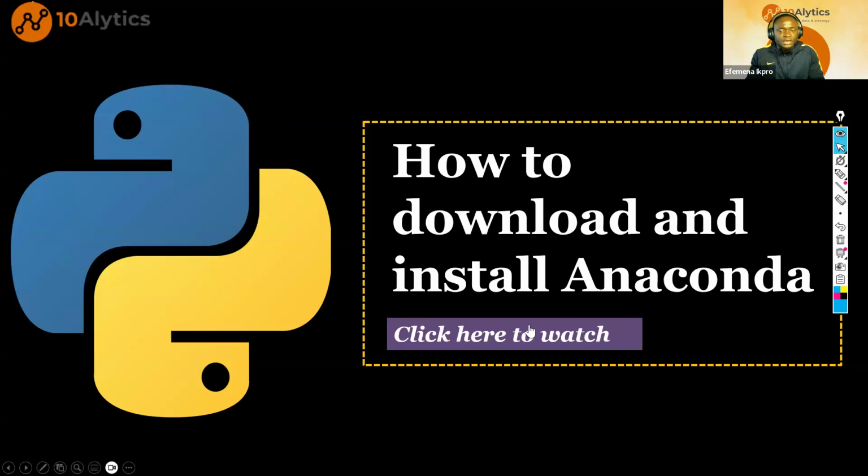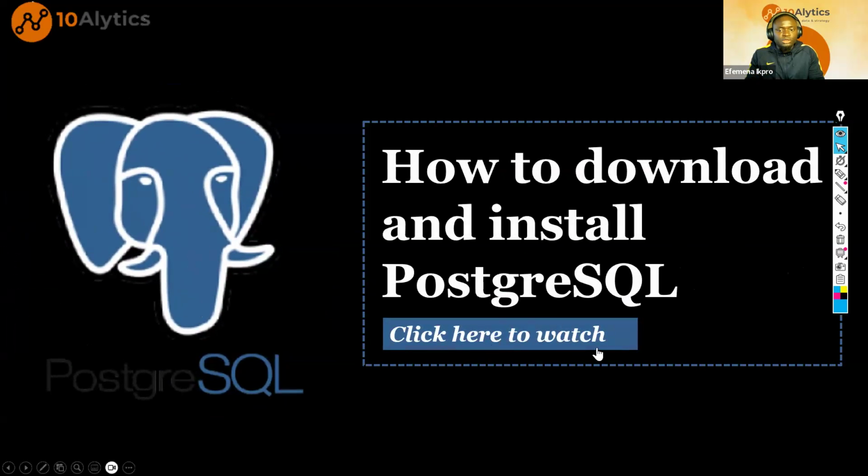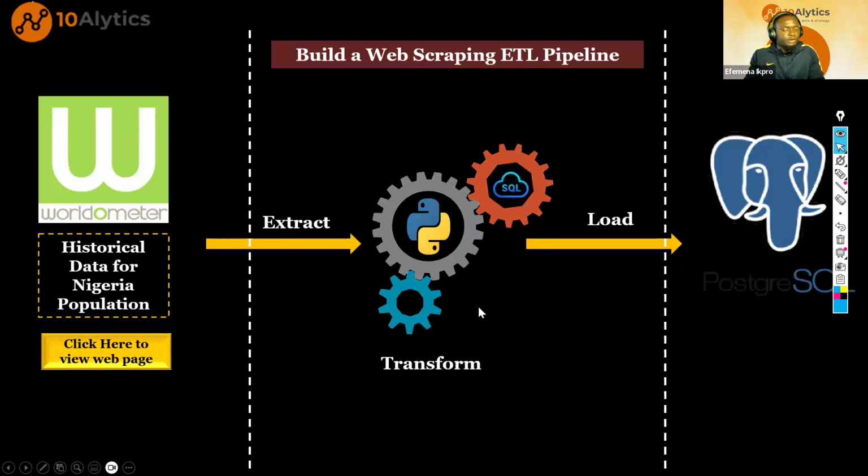So how to download and install Anaconda, you see, click here to watch. Click here, it takes you to a YouTube page for you to do that. Also for PostgreSQL, click here to watch. It would also take you to where you could watch the PostgreSQL download and install it. And once you finish that, build your own web scraping ETL pipeline for the first time.